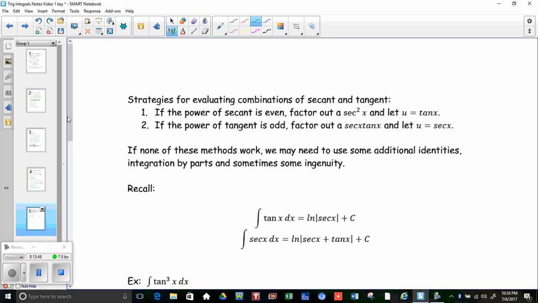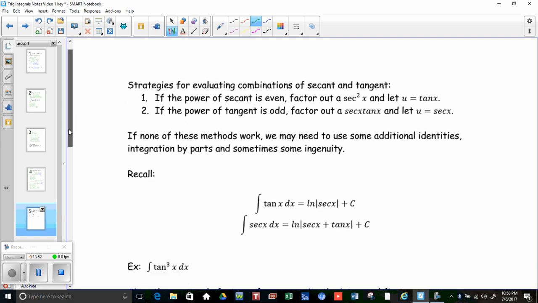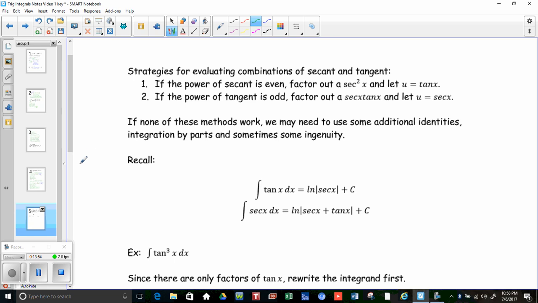All right, so the strategies. If we have combinations of secants and tangents, if the power of secant is even, factor out a secant squared and let u be tangent. If the power of tangent is odd, factor out a secant tangent and let u be secant.